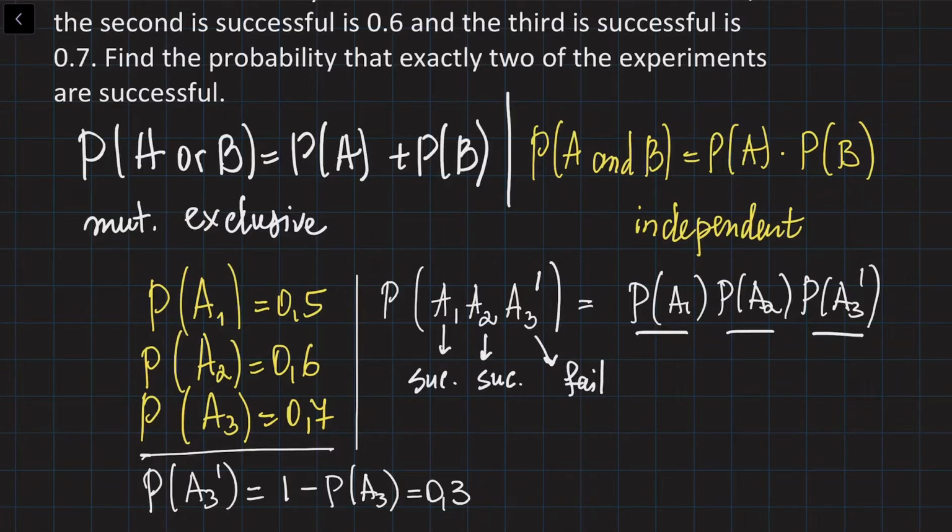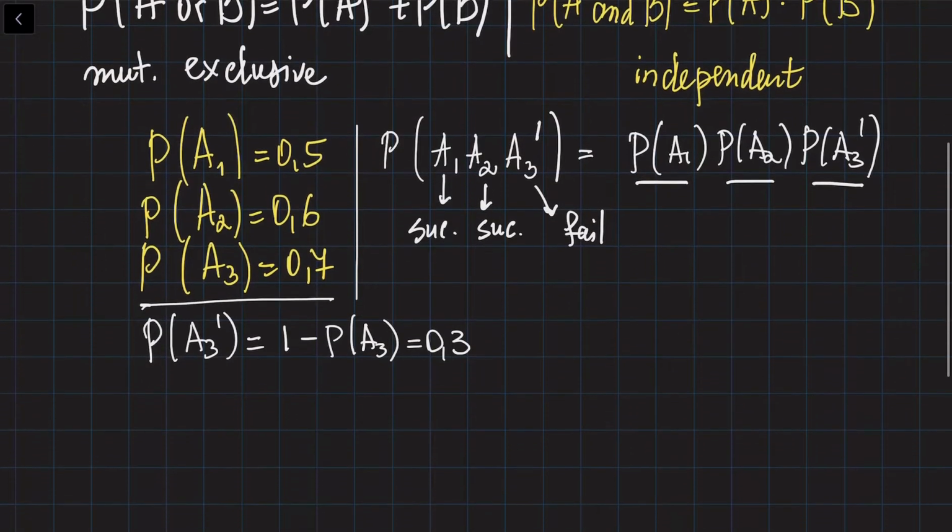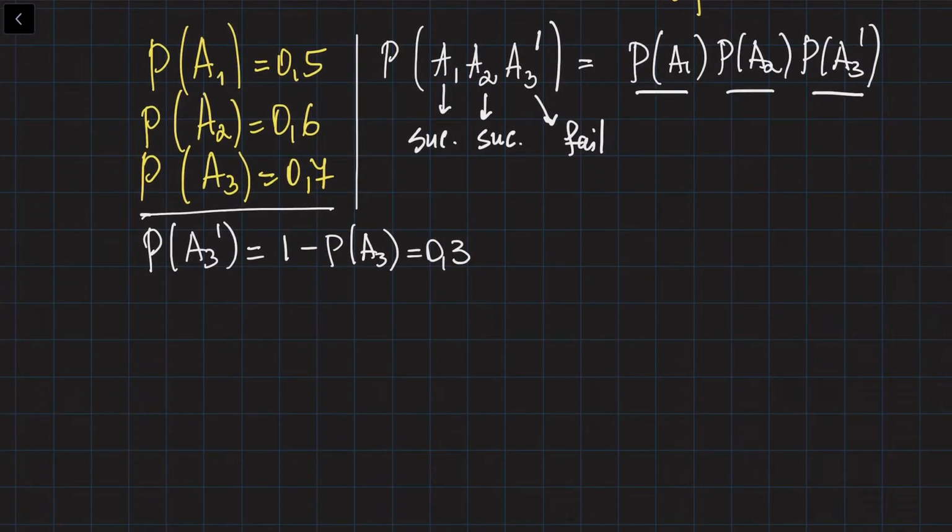Is it the only case when in a row of 3 experiments, exactly 2 of them are successful? The answer is no. There are other cases when the 3 experiments are going to have exactly 2 successful cases. The second one, for example, is when the first one is not successful, but the other 2 are successful, right? So this is one case.